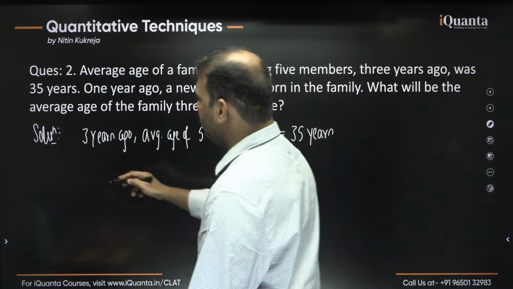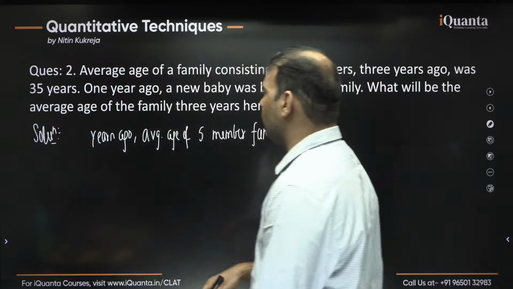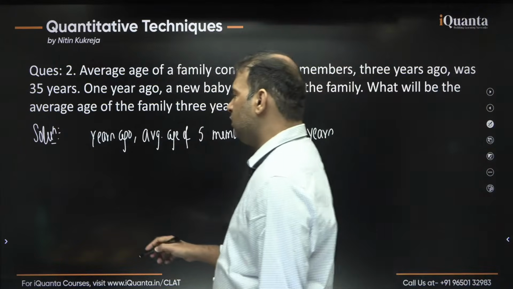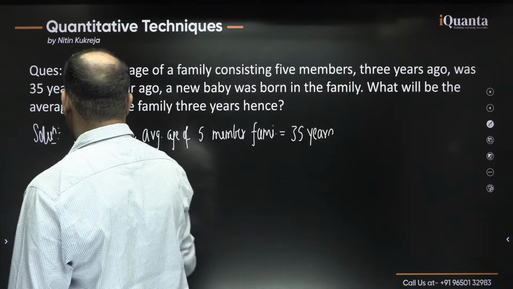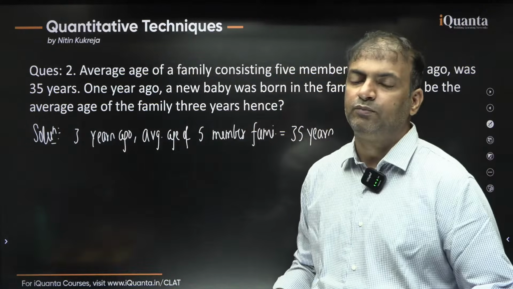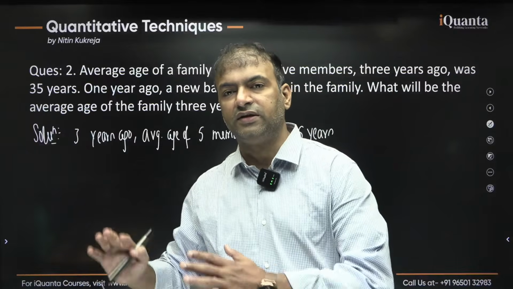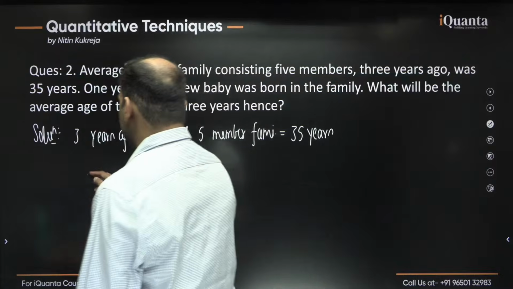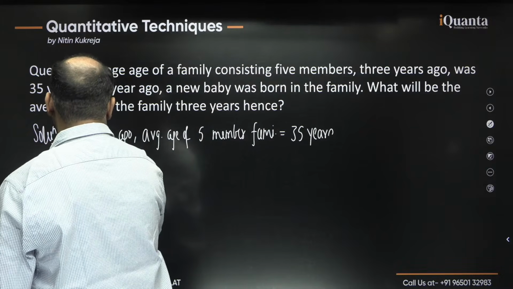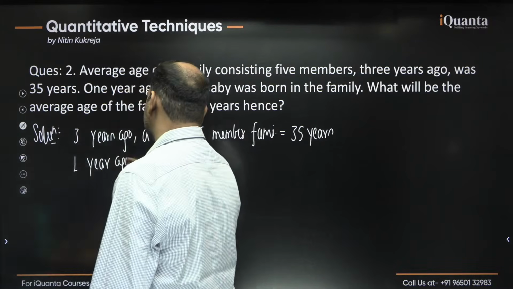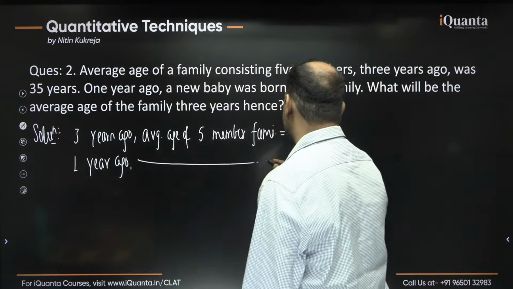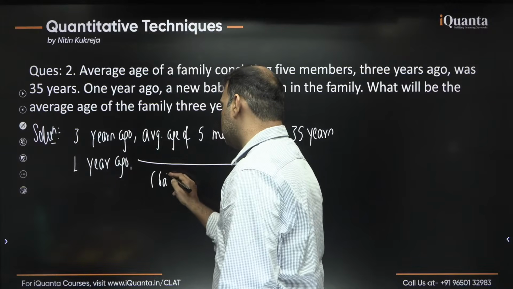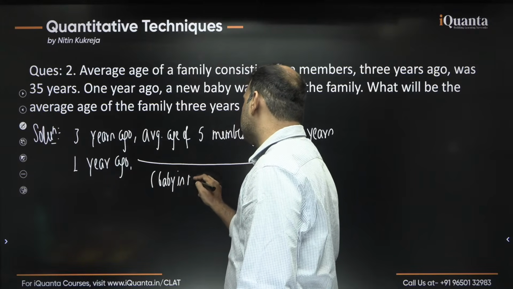Okay, now the baby is born when, guys? The baby is born 1 year ago, right? That means until the baby is born, the other 5 members will be the same, right? So let's work on the duration when the baby is still not born. So the average of the 5-member family 1 year ago, let me write this, the baby is not born at this point of time.